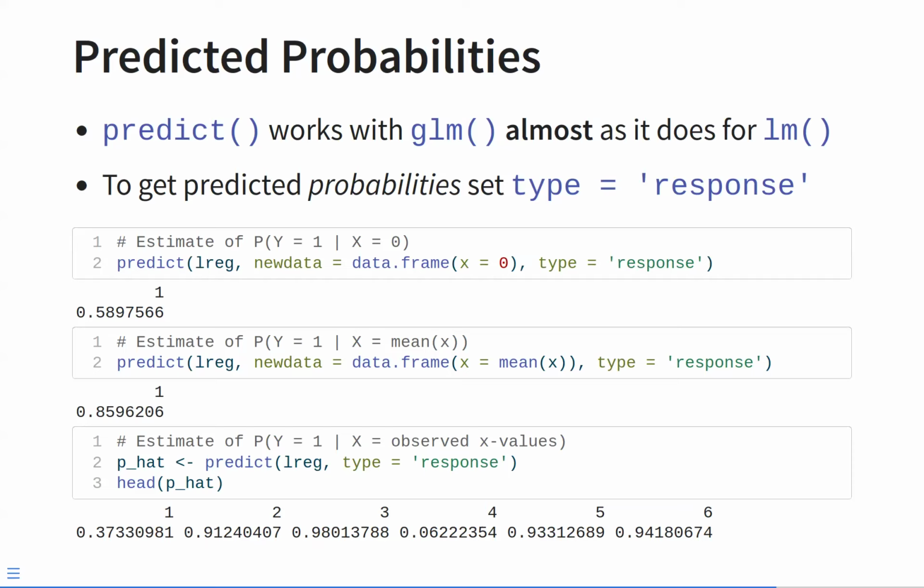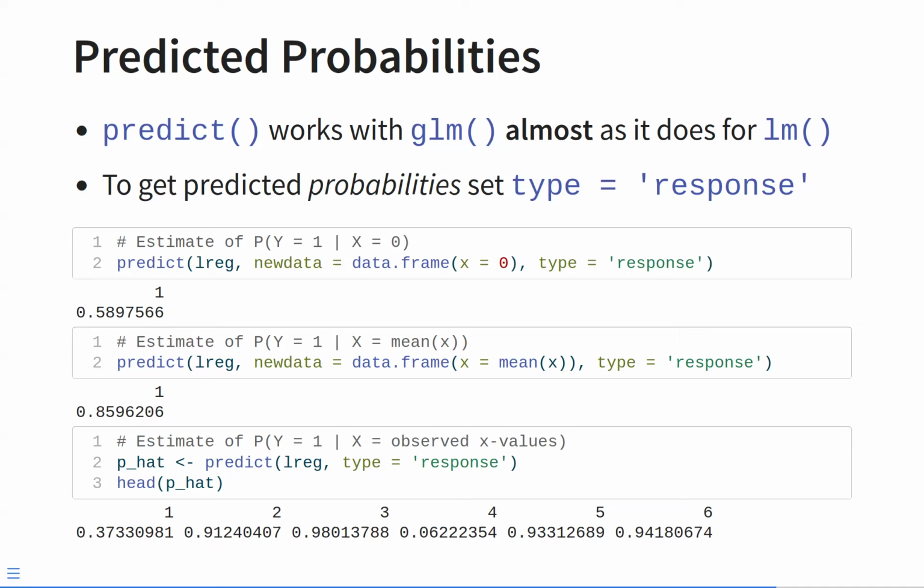All right. Now suppose we want to make predictions. The command predict works with GLM almost in the same way that it does for LM, but there is a little bit of a twist. If what you want are the predicted probabilities, which probably are what you want, then you need to set the argument type equals response.